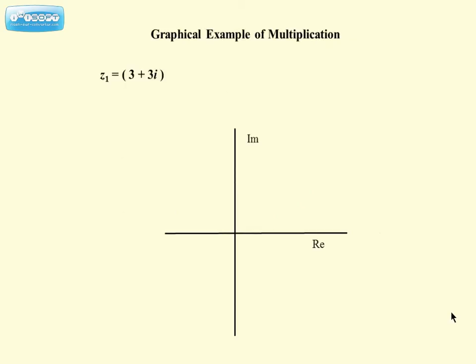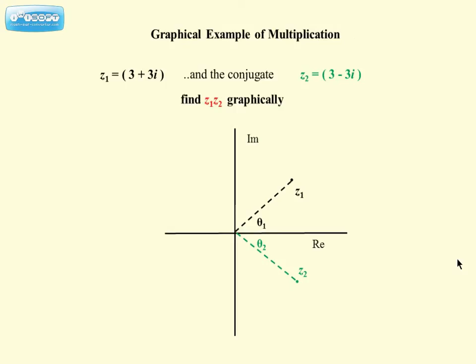Here we'll use some real values to look at multiplication of complex numbers. z1, which we'll represent here. And we're going to use the conjugate for z2. This will have an interesting result, as you'll see. The green represents z2. What do you notice about the two arguments? Think about that for a moment.